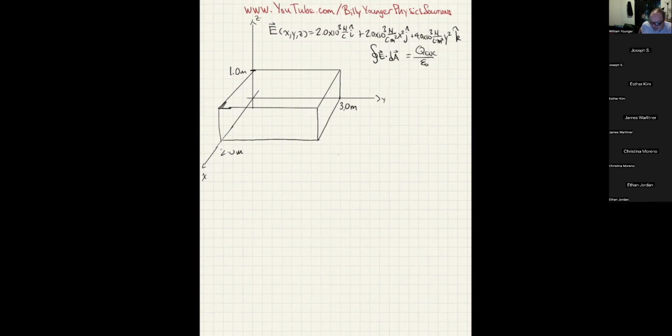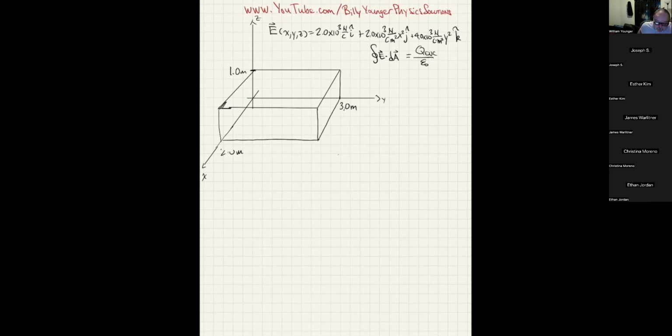But if it had a Z dependence, then I would have to write that Z equals 1.00 meters. So I would have 4.0 times 10 to the third newtons per coulomb meter cubed times Z times Y squared. I would actually substitute 1 meter in for Z. And similarly, when I did the bottom surface, I would substitute 0 meters in. Okay, so that's what I mean by saying it's a surface integral and you have to evaluate everything on the surface.